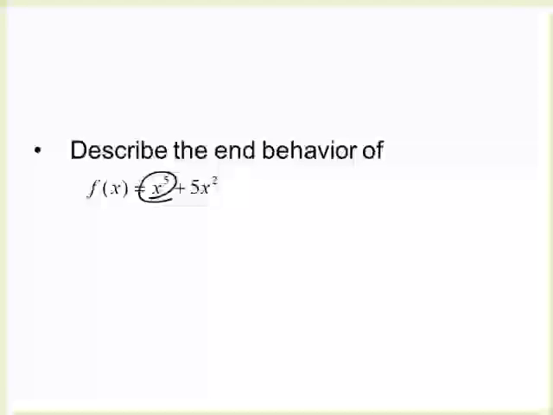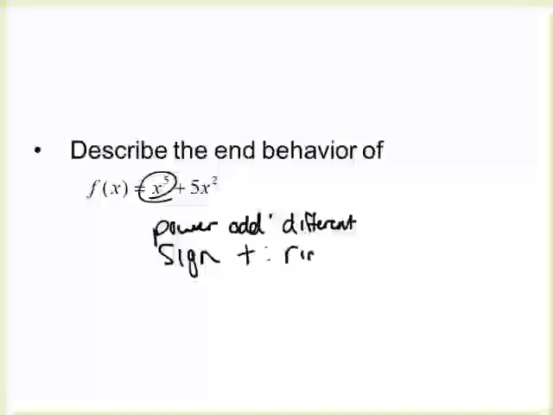So the power on this one is odd, which means different. And the sign is positive, which means the right is going up. And the left is going down. The right is up, so the left is down, because they're different. Okay? Questions on this?